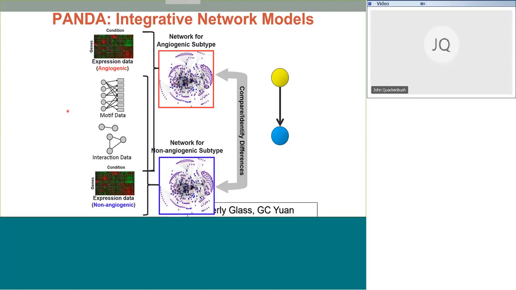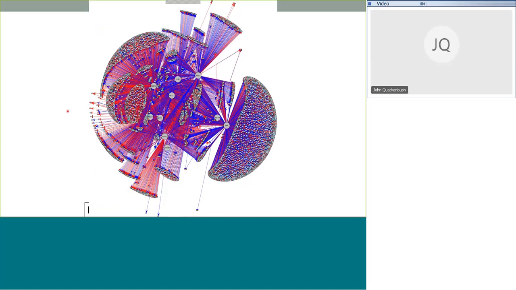When we looked at this, one of the key things we recognized, which is what I alluded to when I talked about networks earlier, was that it's not the nodes, but the edges that are the atom of the network. I'm going to show you a representation of the network for the angiogenic and non-angiogenic subtypes overlaid on top of each other. The angiogenic is in red, the non-angiogenic is in blue. There are 10 transcription factors which have the biggest differences between these two networks in terms of their connectivity.